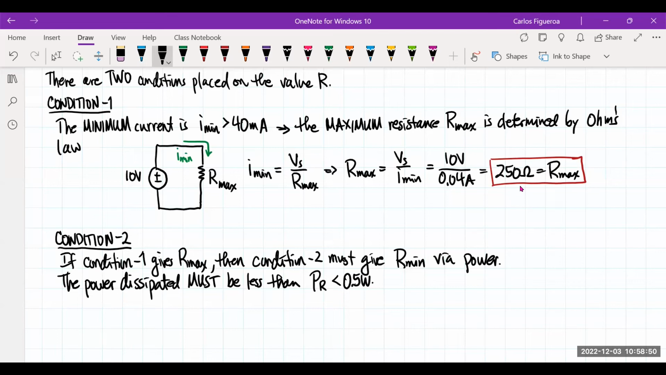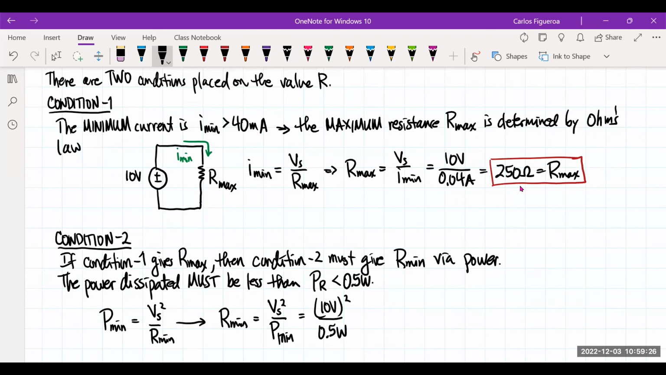So if I now look at the minimum power, then that's going to give us V_S squared divided by R min. So now if I solve for R min, this will give us V source squared divided by P min. So if I look at these values, this will be 10 volts squared divided by half a watt. So then this equals 200 ohms, and this will be the minimum value.